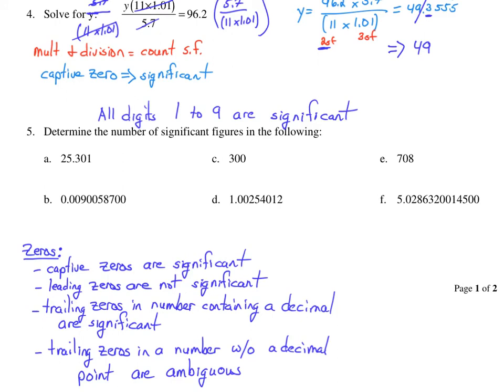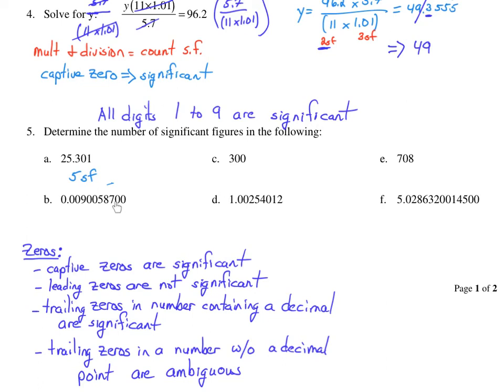Determining the Sig Figs in some numbers. We remember that all the digits 1 to 9 are always significant. The only question comes to the zeros. We look at the number 25.301. This has 5 Sig Figs. The 2, 5, 3, and 1 count as significant. This 0 is a captive 0, which we see is significant. In B, we see some zeros that are leading zeros, and they do not count. They're not significant. These captive zeros are significant.